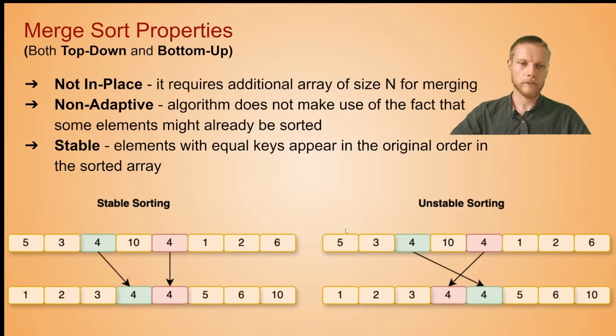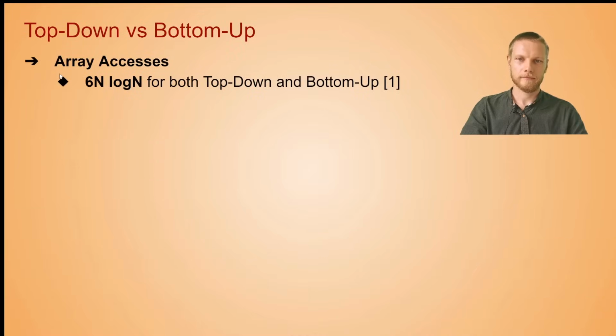For the stability, I made this picture because it's not that obvious. Basically, stability is important when we want to keep the relative order of elements with the same keys. For example, here we have this unsorted array, and there are two 4s here, a green one and a pink one. If sorting is stable, then after the sorting, they will remain in the same order as they were in the original array. If the sorting is unstable, then they might change places. It's not guaranteed that they will remain in the same relative position. So merge sort is stable. So it's the left picture.